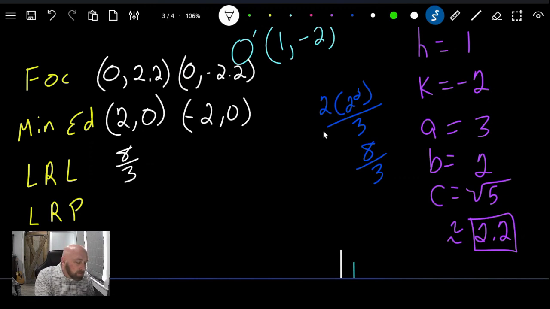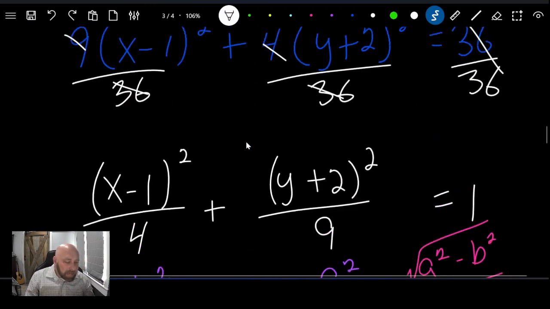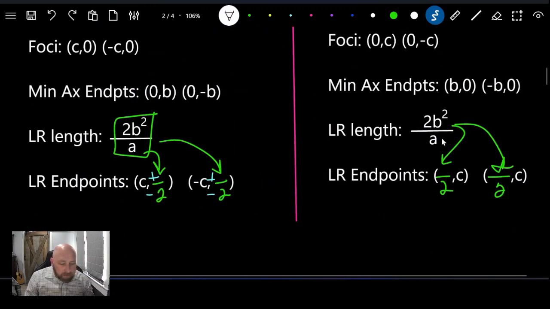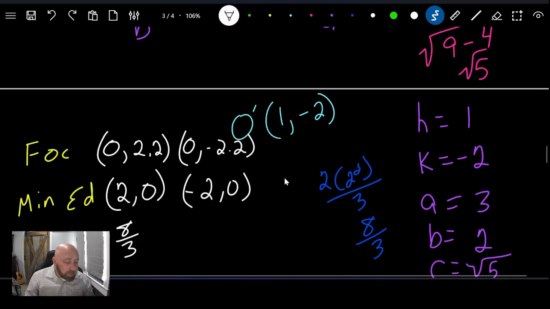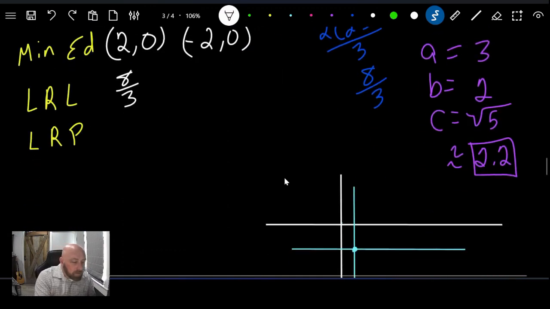Now, in order to put them into the latus rectum points, we need to take this 8 over 3 and cut it in half. Remember that? So let's go back up here. We're going to cut it in half, and it's going to be that latus rectum length in half, comma c. Remember, we have to do it positive and negative. This should actually have a negative sign with it. Sorry about that. But there's a positive and a negative here, and then these have to be positive and negative points. So we're going to get 4 of these.